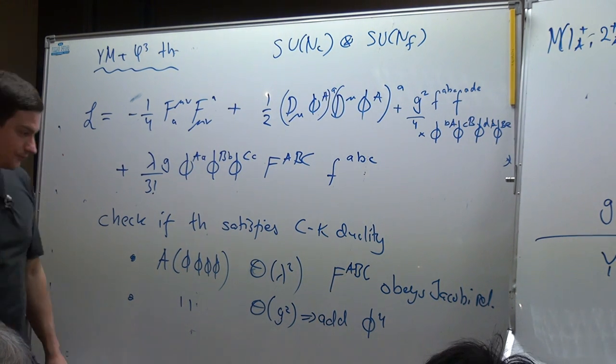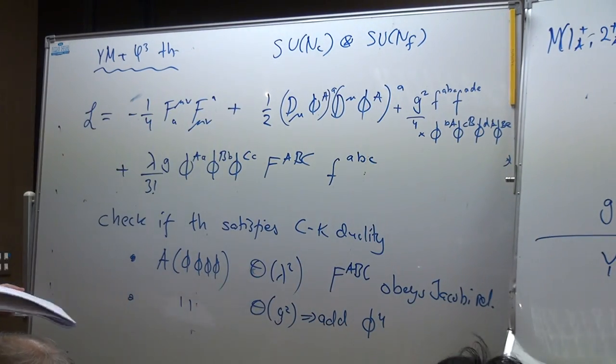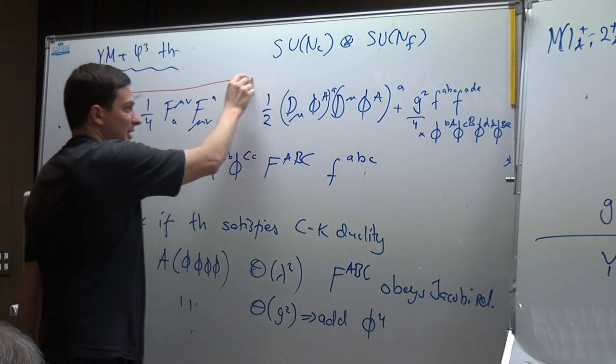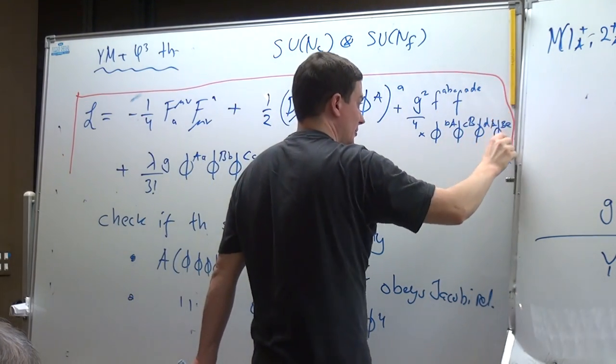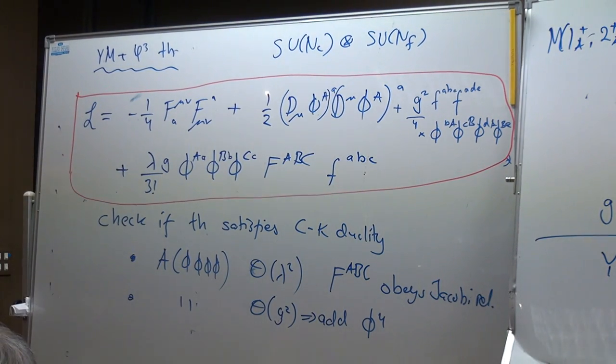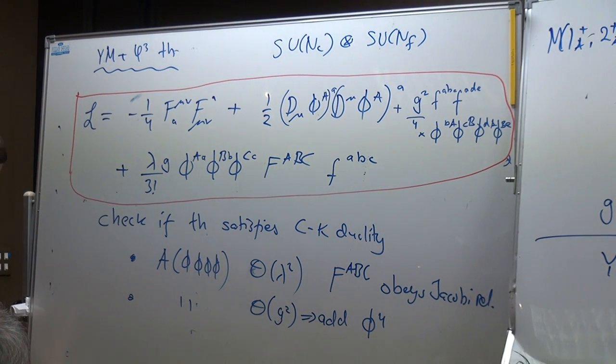So now this is essentially complete because we cannot add more interactions. This theory already satisfies color-kinematic duality, so there's no reason to add anything more.